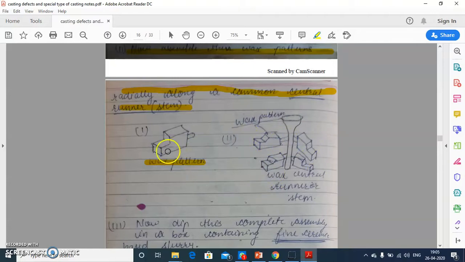We have to assemble the wax patterns like this. We assemble a number of wax patterns radially with the help of the runner, which we can also call a stem. This is the runner and these are the wax patterns, which are assembled radially.